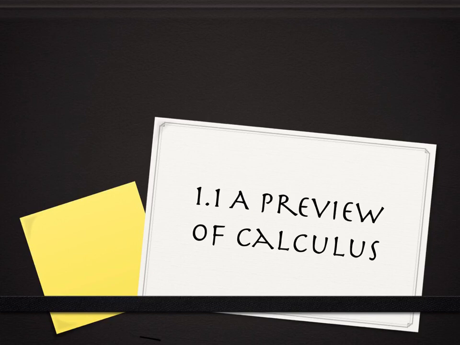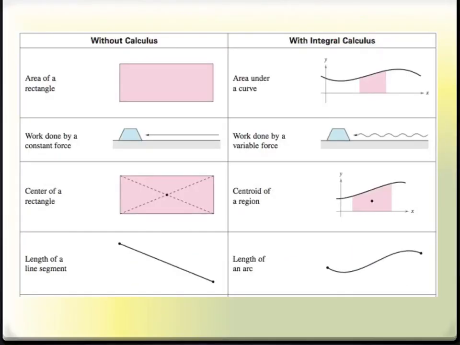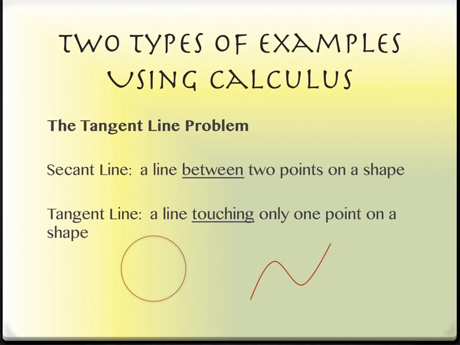So what we're going to take a look at first today is two different types of problems that can be done using calculus. We're going to look at them from a pre-calculus perspective of approximation. So this isn't calculus, but this is where calculus is leading us to and why we want to be able to do it. The first type of problem we're going to look at is called a tangent line problem.